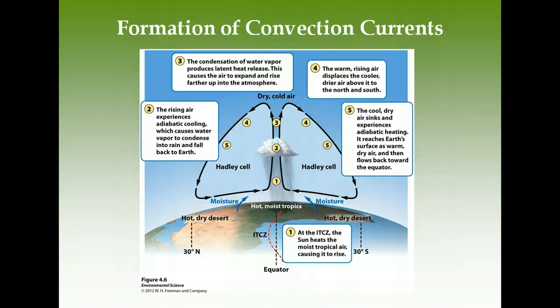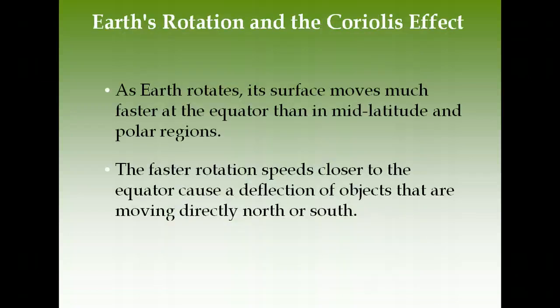And in fact, the United States has the most diverse weather in the world, because what's happening is you've got some of the cold air from the polar regions mixing in with some of the warmer air from the tropical regions. One thing we haven't really discussed yet is that the Earth is rotating. So if the Earth didn't rotate, you'd have these perfectly straight convection currents. But we don't have that because the Earth is rotating.